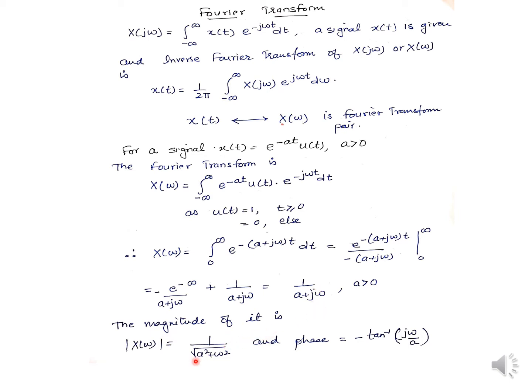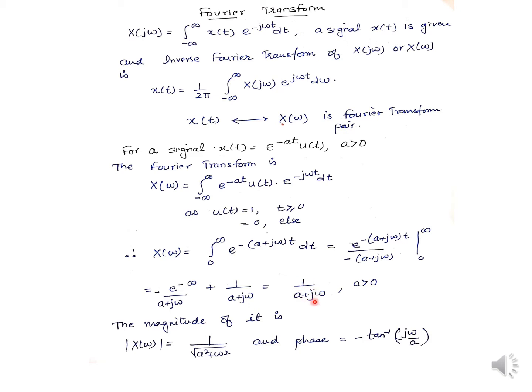So magnitude of it, if you will find, is equals to 1 upon under root a square plus omega square. For any signal, if it's equals to a plus jb, the magnitude of the complex number will be equals to under root a square plus b square, and phase will be tan inverse b divided by a. So in a similar way, the phase of this will be equals to tan inverse omega divided by a.